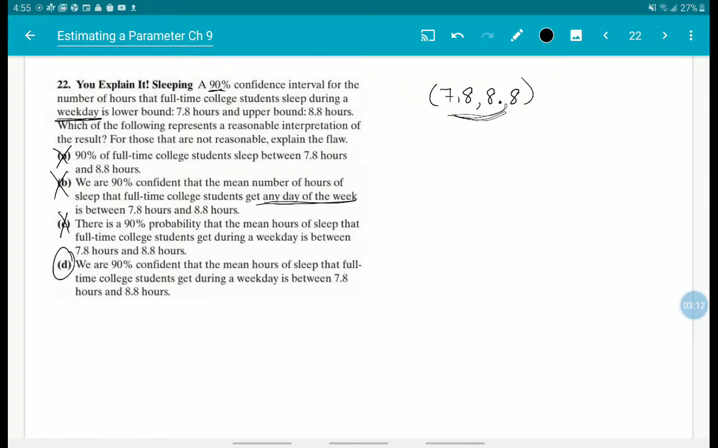So once again, if we were to look at 100 different samples and the 100 confidence intervals that would come out of those 100 different samples, then we would expect 90 of those samples to actually have that true population mean. And in this case, we're talking about the mean time of sleep during a weekday. We would expect 90 of those 100 samples to have the mean, and we would expect 10 of them not to have the mean. So be careful about the interpretation of what that confidence interval means.